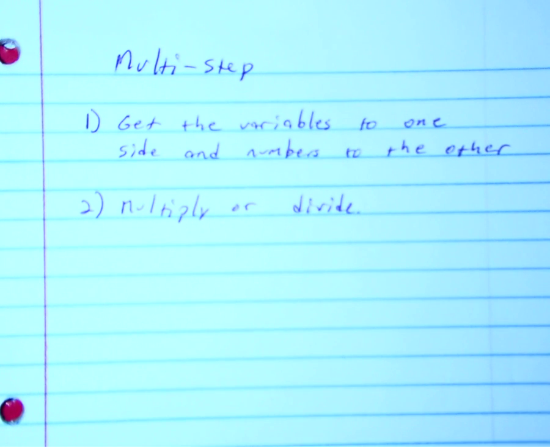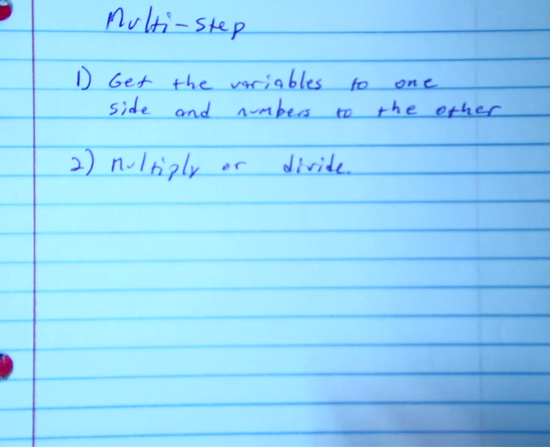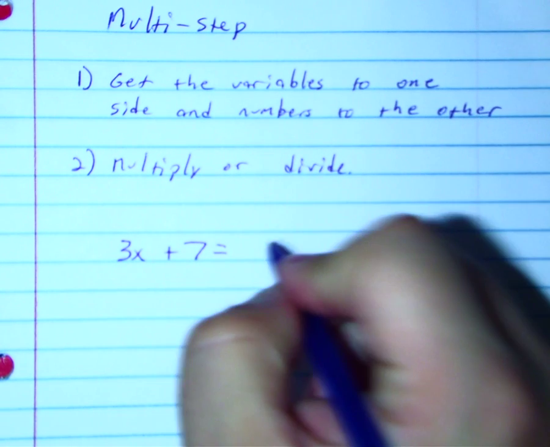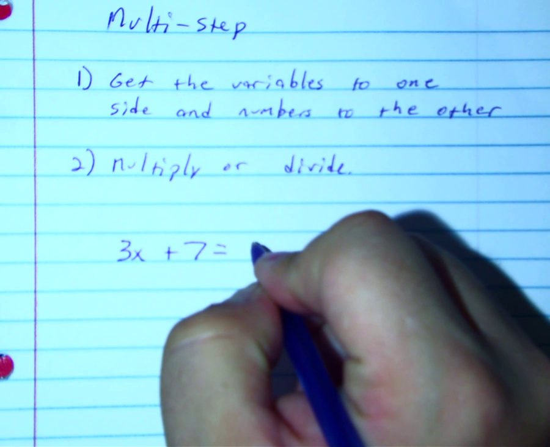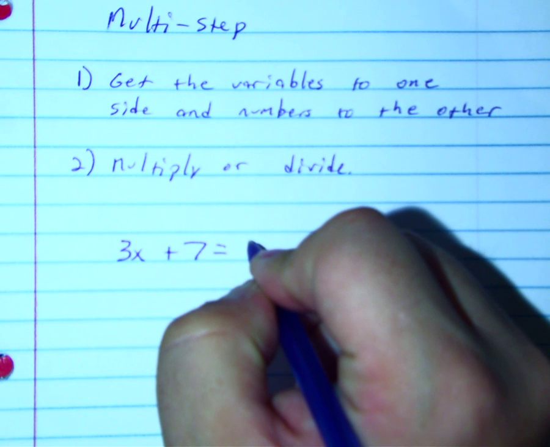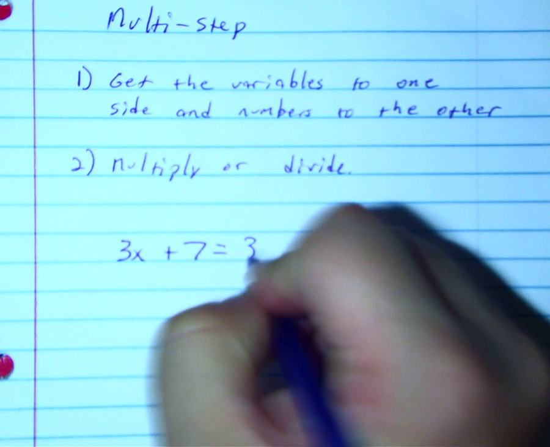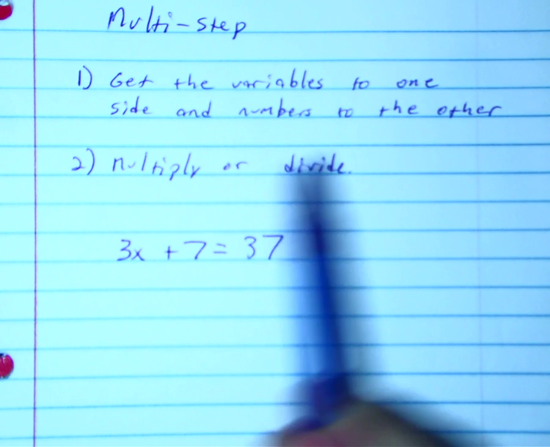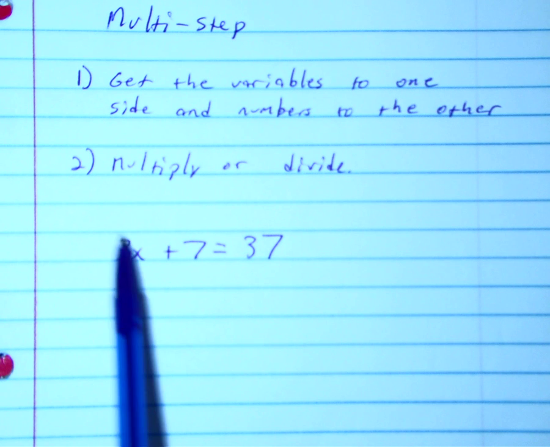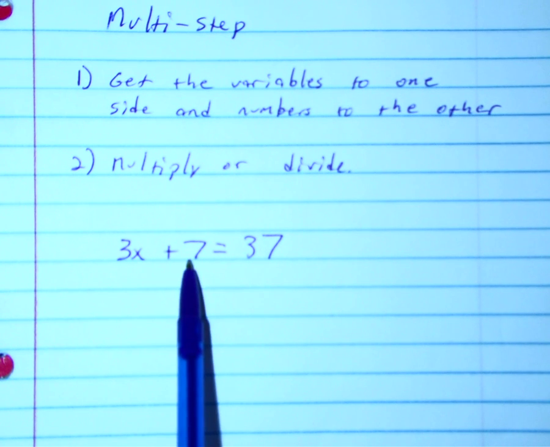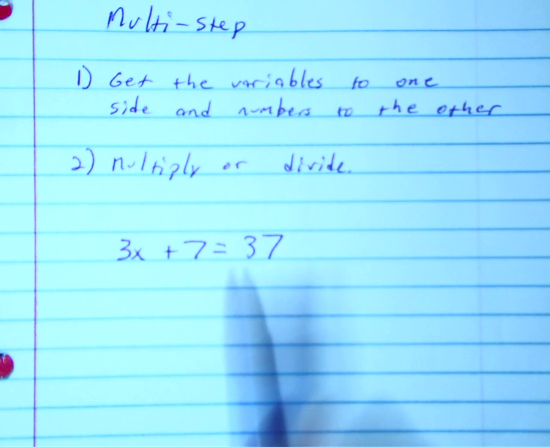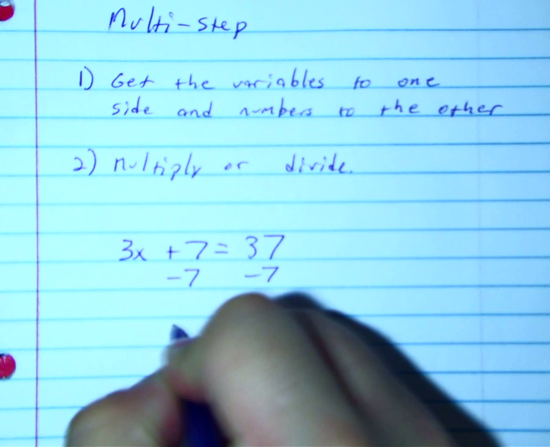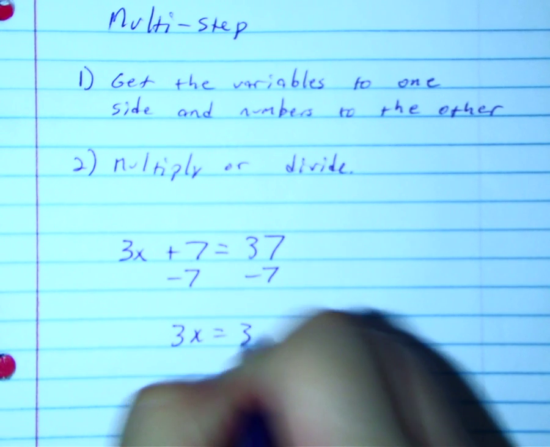So here is an example for you. If I were to say 3x plus 7 equals, I'll say 37. The first thing you want to do is get the variables to one side and the numbers to the other. So the variable is right here. The number is here, so we want to get it over to the same side as the other number. So we subtract 7 from both sides and get 3x equals 30.